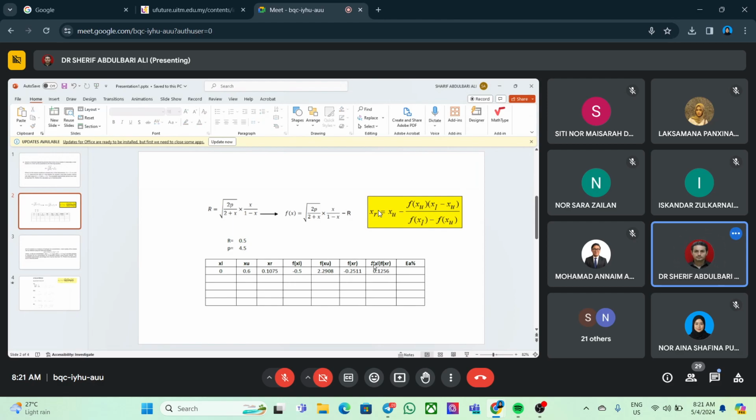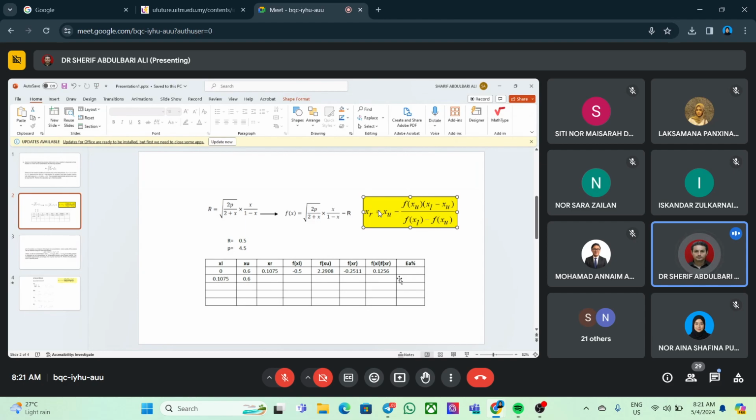So let's see how. Negative 0.5 times negative 0.2511, so the answer is greater than 0. So next iteration, this value of x lower will take the value of xr here, and x upper will remain the same, equal to 0.6. Then you are going to iterate one more time. You need to find the function of x lower and the function of x upper, then find the value of xr using this equation, then find the function of xr.